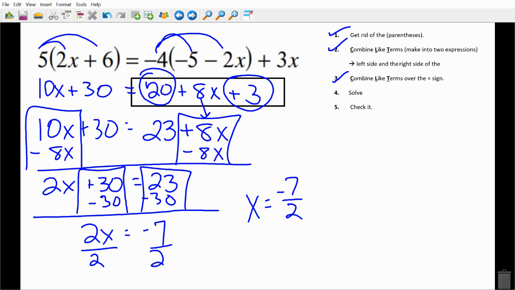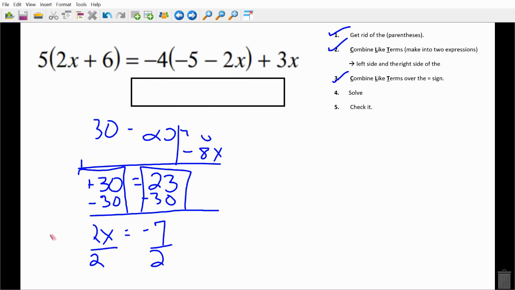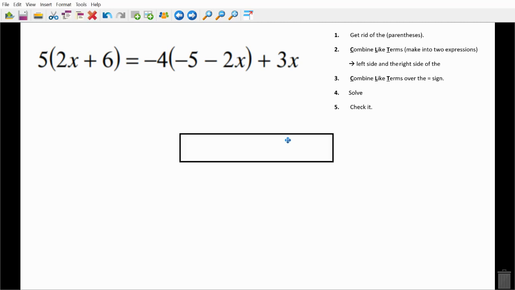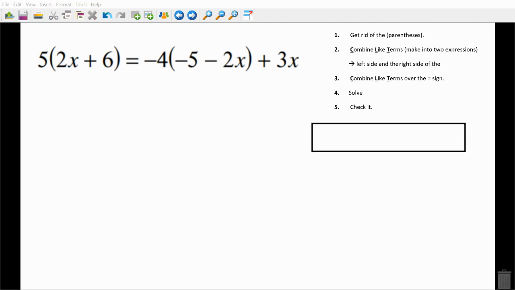I lied. That's wrong. And that's what kind of stinks about doing this, this was a 3x. I was supposed to combine these. So let's undo that. All that work, I know. But guess what? I knew we were going to be wrong because that fraction was not a pretty looking fraction.